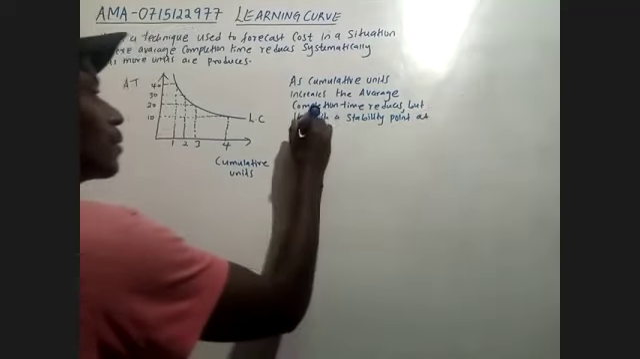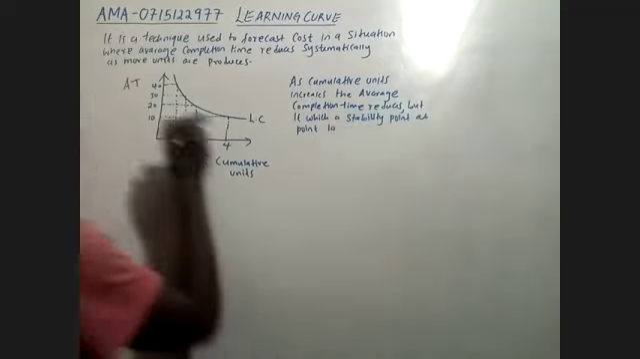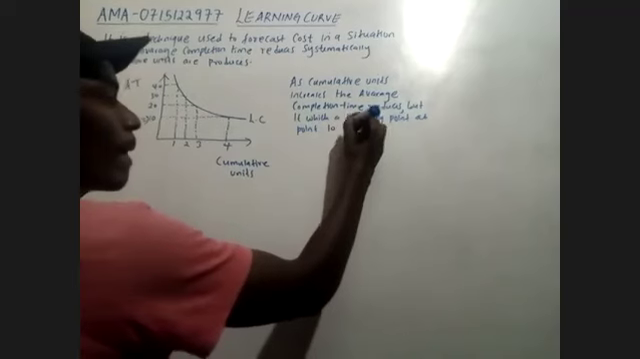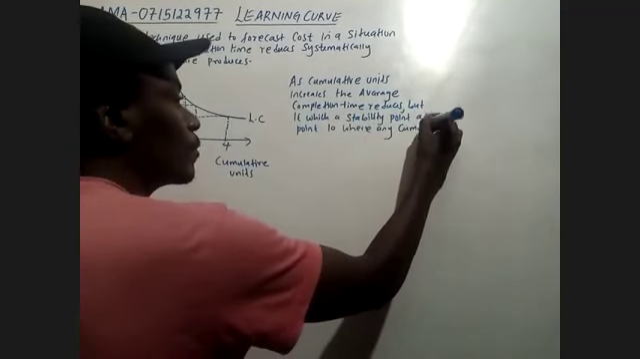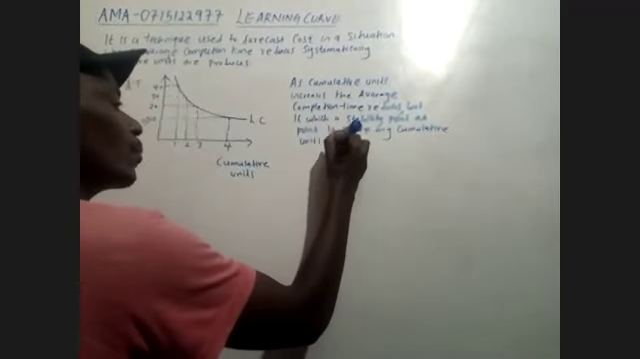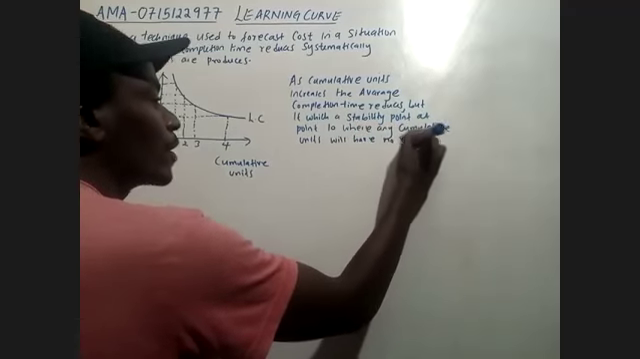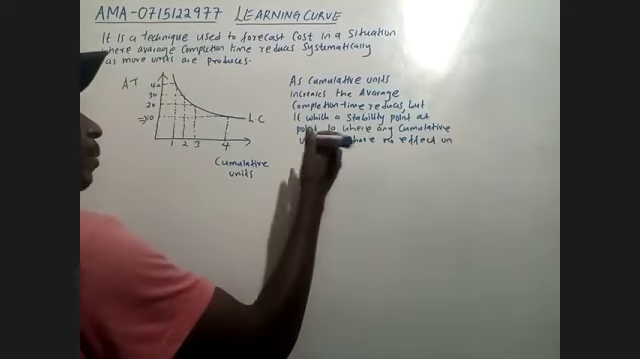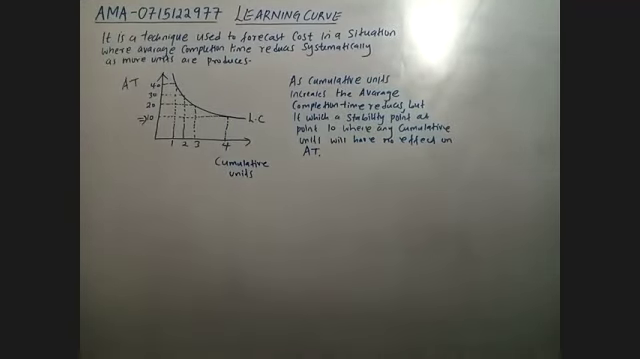So at point 10, this is our stability point, this line, where any cumulative units will have no effect. We have no effect on average time. Now, that's what we are trying to say.